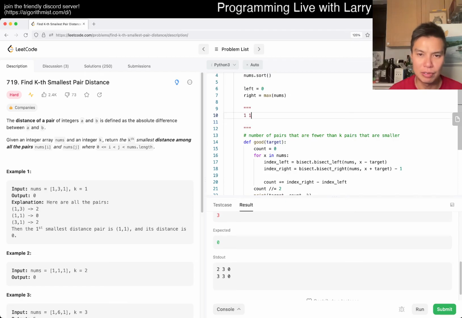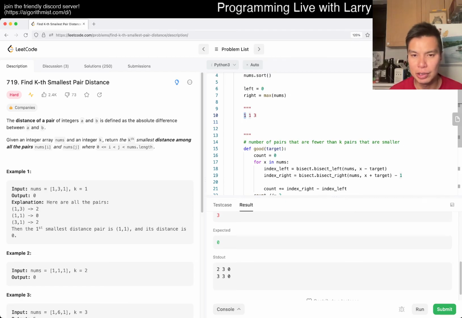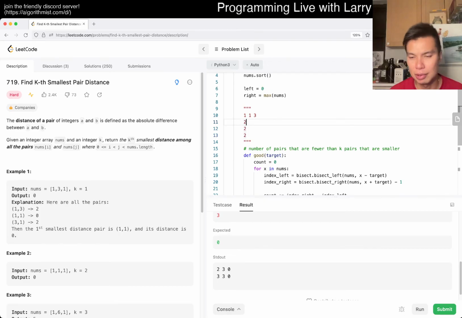So we have 1, 1, 3. So this one we found 2 numbers. This one we found 2 numbers. And then this one we found 2 numbers. So that's 6 divided by 3 is 2, divided by 2 is 3. But that's also true. Did I misunderstand something?